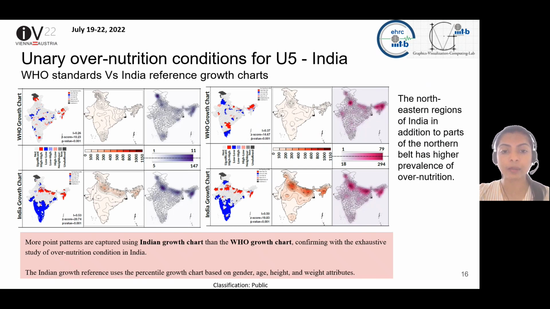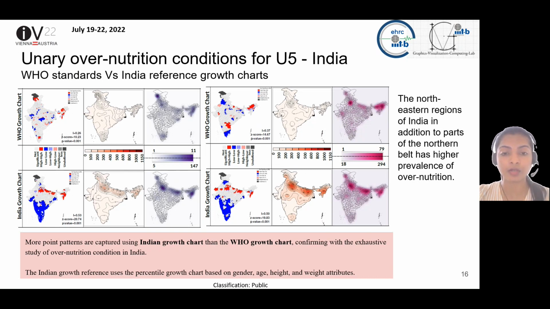Here in this slide, we compare the unary overnutrition outcomes computed using the global standards of the WHO and those using the Indian growth reference for children and adolescents from Khadilkar et al. In India, more point patterns are captured using the Indian growth chart than the WHO growth chart, conforming with the exhaustive study of the overnutrition condition in India. The Indian growth reference uses the percentile growth chart based on gender, age, height, and weight attributes.